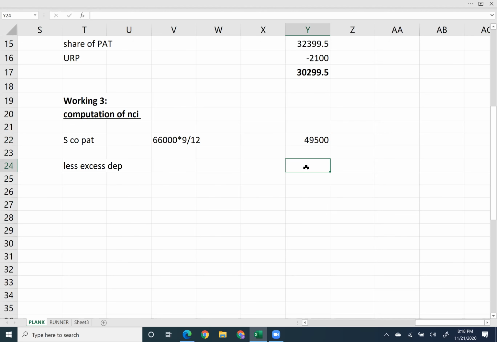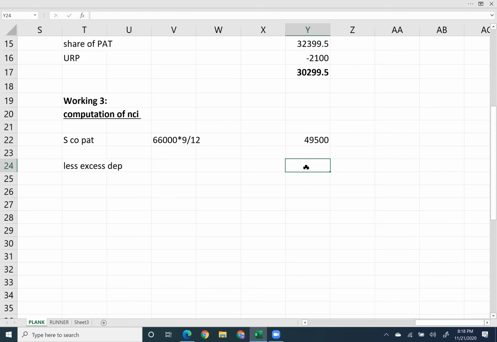First of all, just a reminder, was there any S2P sale in this question? No. Was there any full goodwill method impairment? No. Was there any excess depreciation? Yes. In this question, there was an excess depreciation which we have to adjust. These 3 are the normal checkpoints.